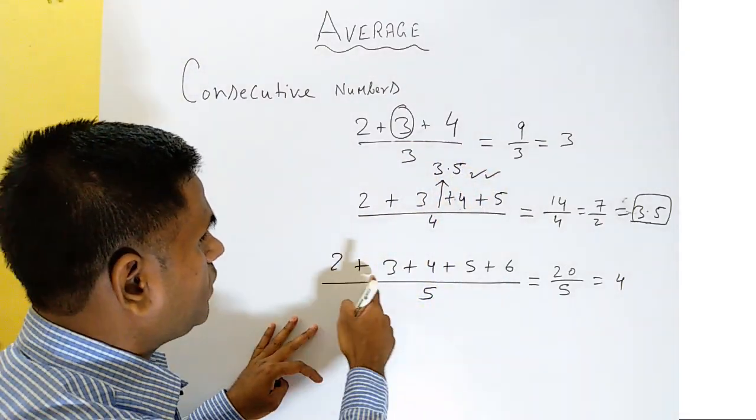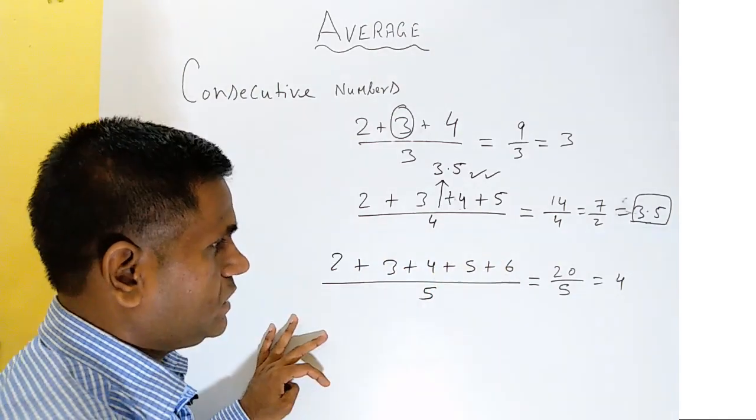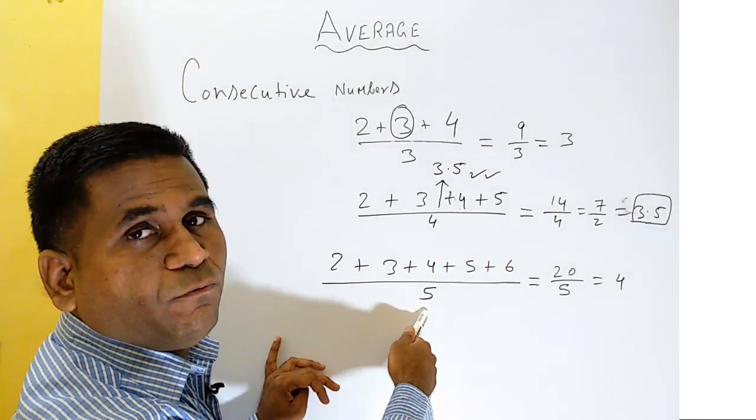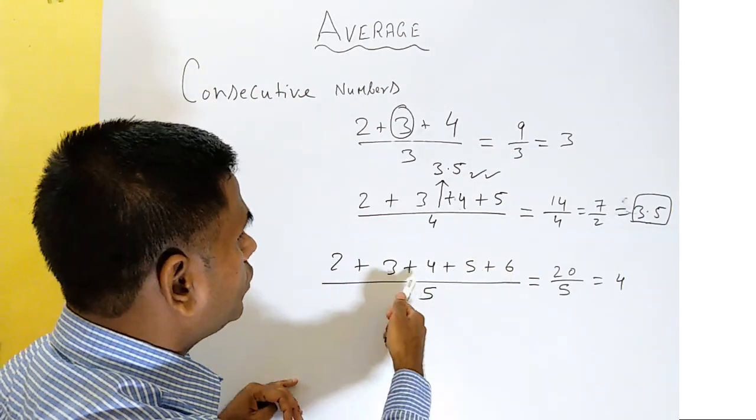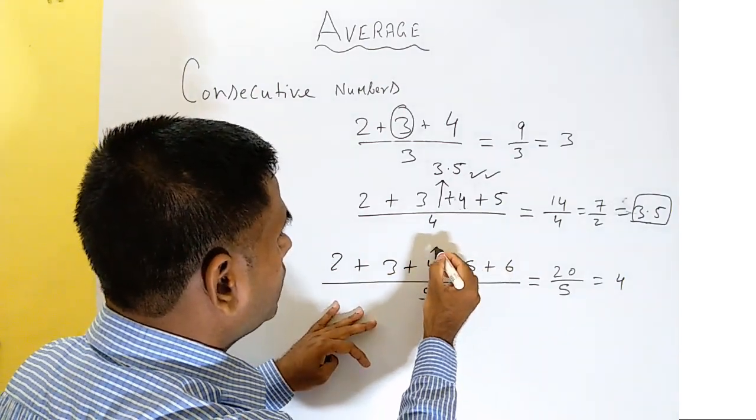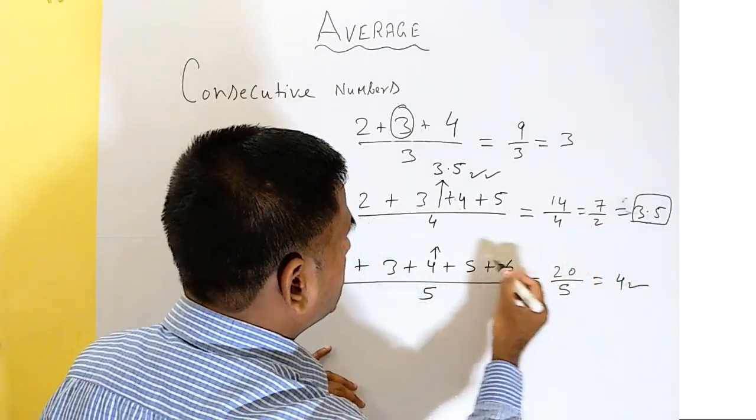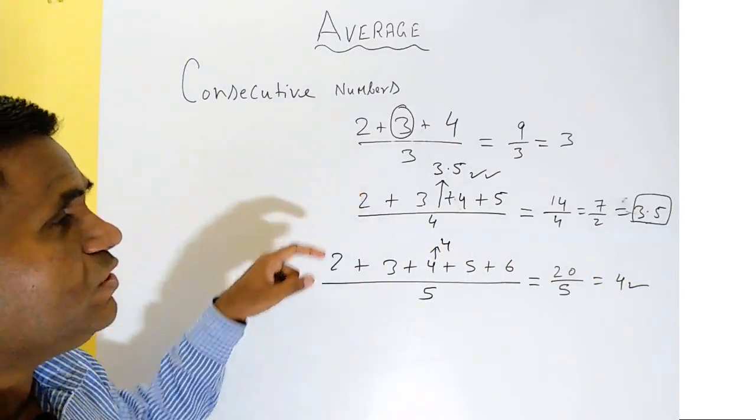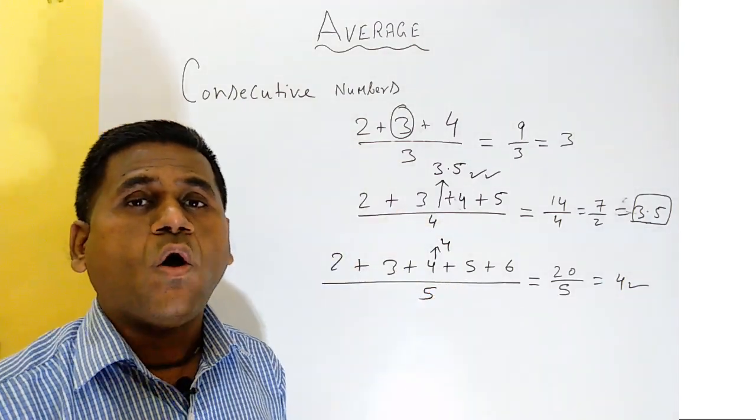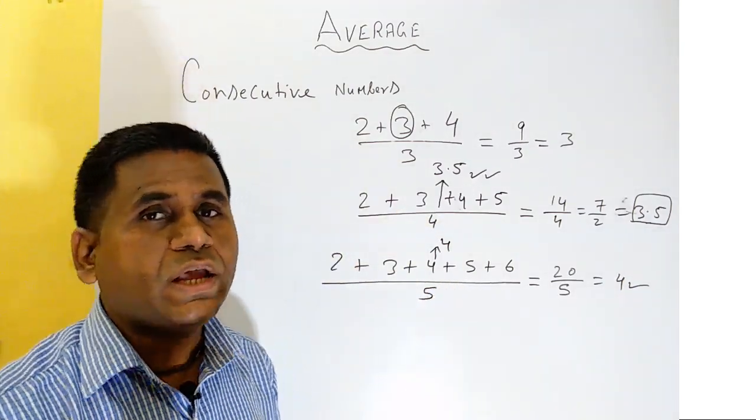If you see the next one, 2, 3, 4, 5, 6, here we have again 5 digits, or the count of the number is 5. So we have the middle number here, 4. And if you see the answer is 4. So the conclusion is, when you get consecutive numbers, always the middle of the number is the average.